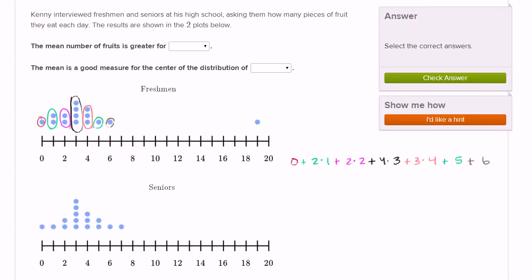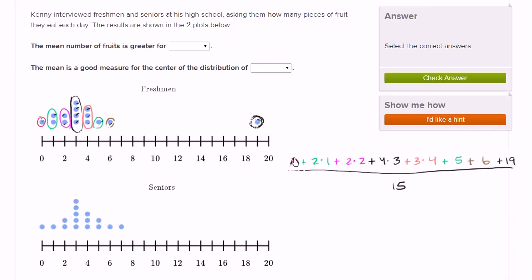And how many total points did we have? Well, we had 1, 2, 3, 4, 5, 6, 7, 8, 9, 10, 11, 12, 13, 14. Oh, actually, be careful. We had 15 points, and I didn't put that one in there. So we have 15 points, and I can't forget this one over here. So plus 19. So what is this going to be?